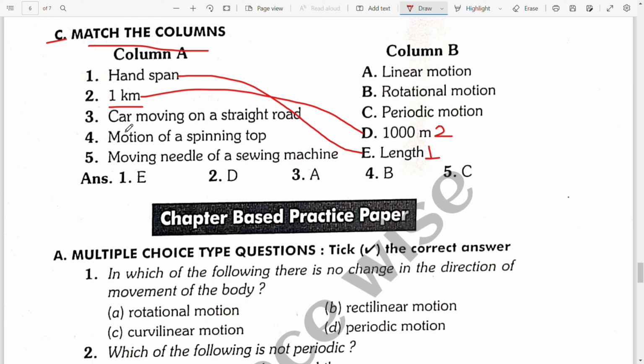Second, moving of a car on a straight road. Car moving on a straight road is linear motion. Fourth, motion of a spinning top. It is a rotational motion. 5. Moving needle of a sewing machine. It is a periodic motion.